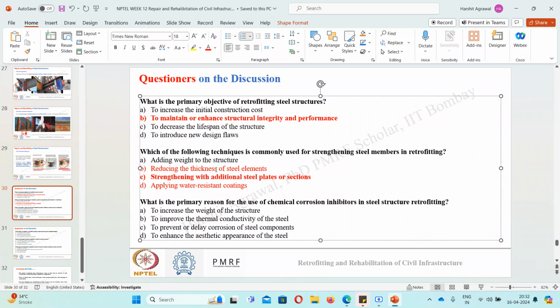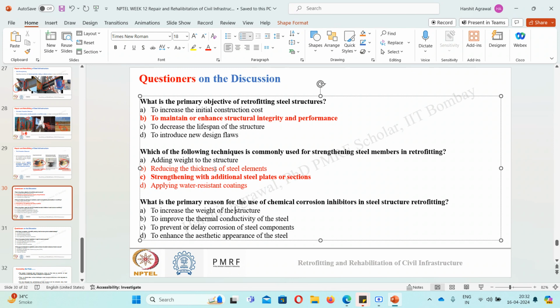Why? Because reducing the thickness of steel elements can often be very difficult to execute on site. It can be difficult to make a proper steel surface even after reducing the thickness, and it can come in the form of aesthetic appearance issues also, or it may generate other forms of distresses in the structure also. So it can be used, but it is not very commonly used. And the last point, adding water resistance coating, it is used but only for some specific cases.